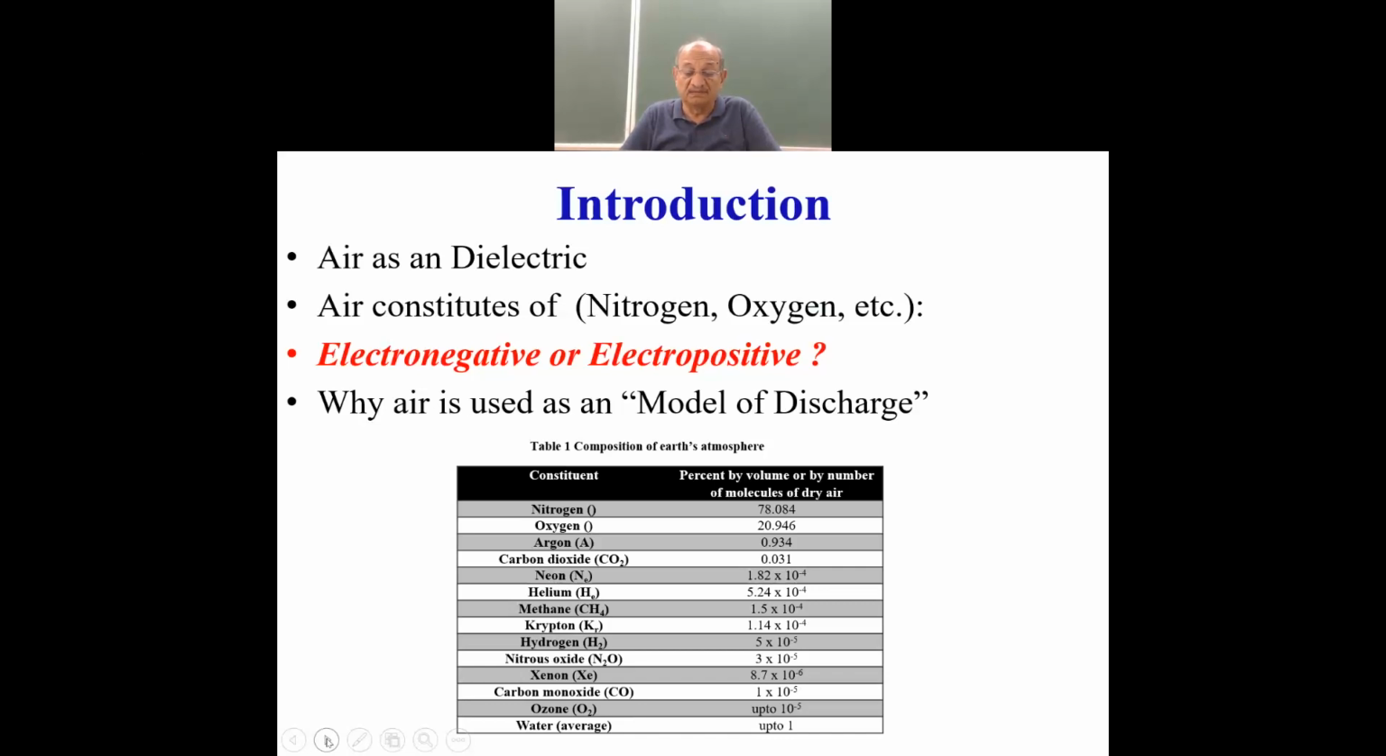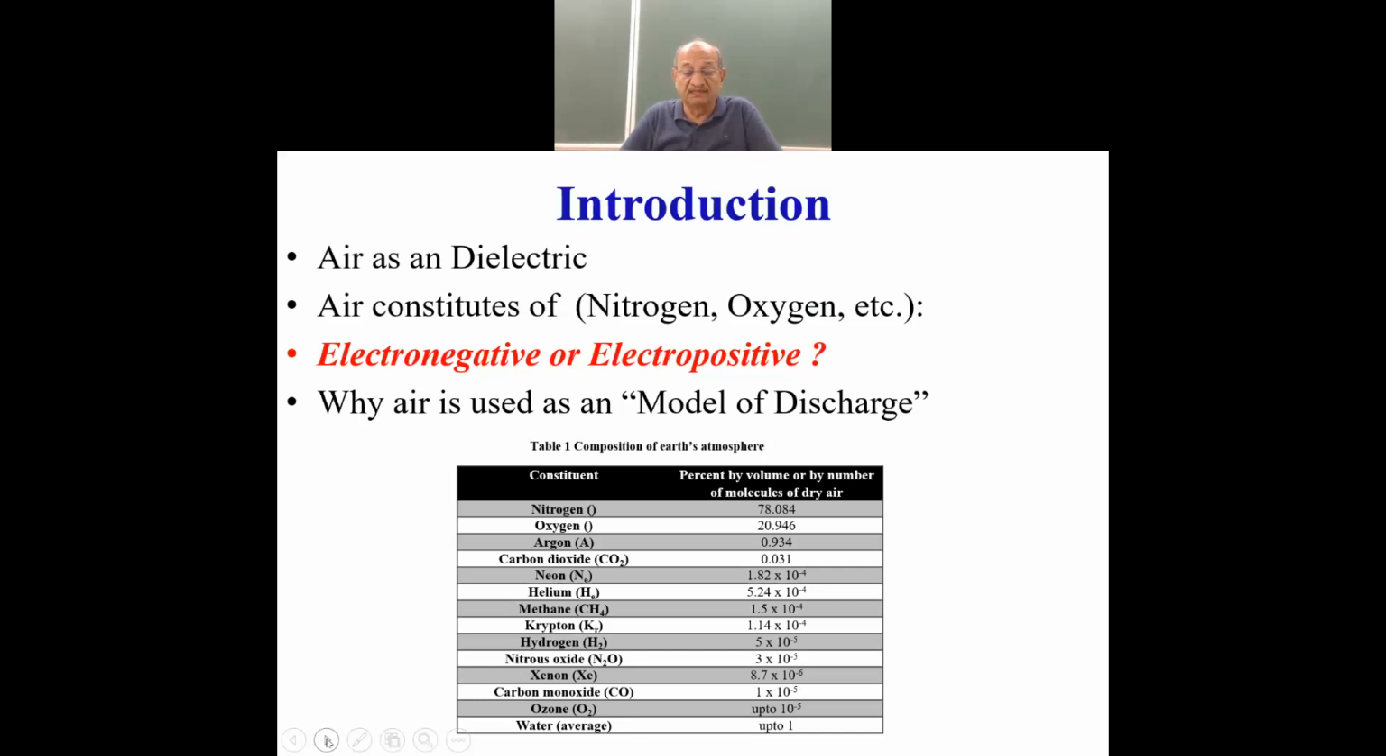So there are gases like argon, carbon dioxide, neon, helium, methane, krypton, hydrogen, nitrous oxide, carbon monoxide, ozone, and of course water, humidity content is also there in the air. So this is the composition of atmospheric air.